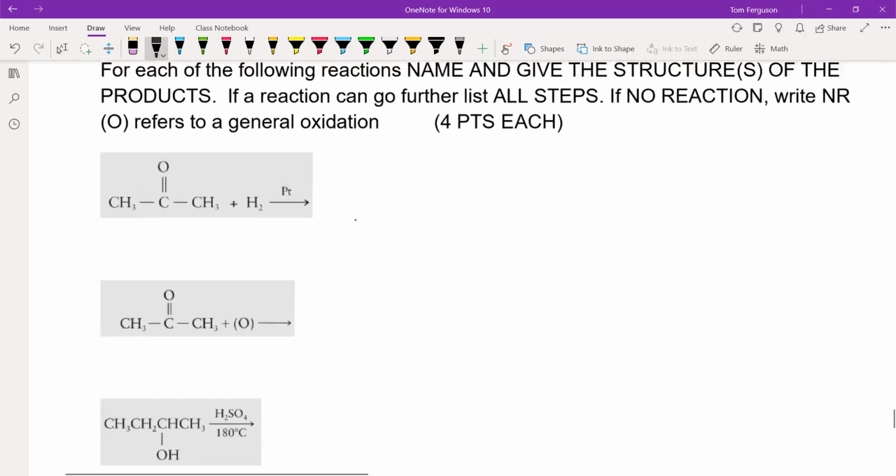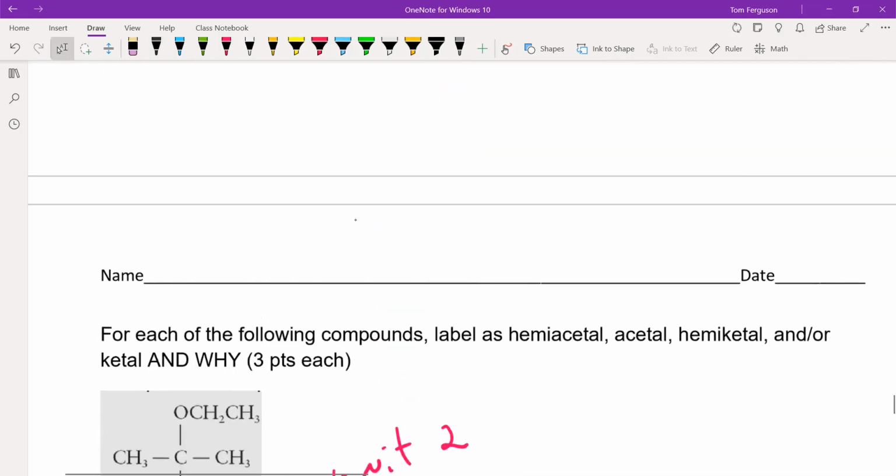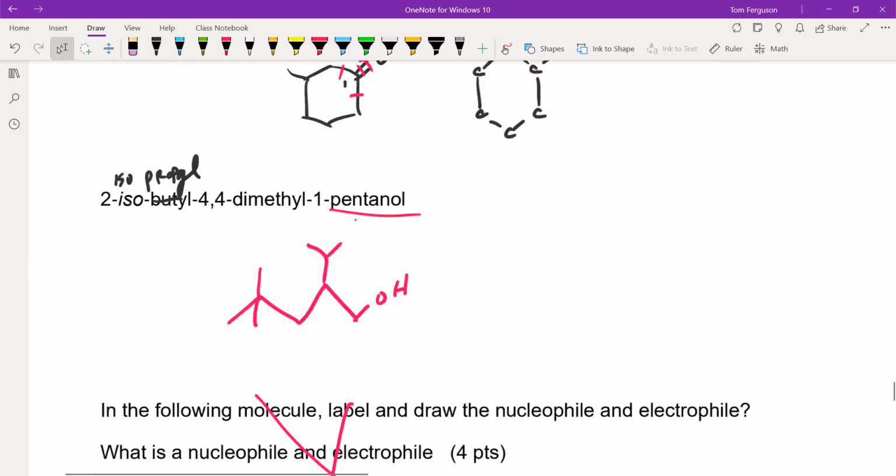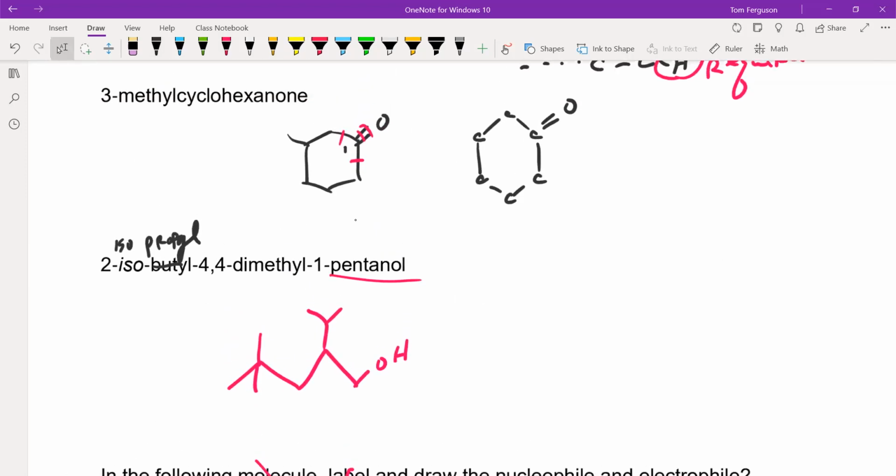Professor, I'm sorry, could you go back to the last example you just did? Yes, thank you. Hold on one second.